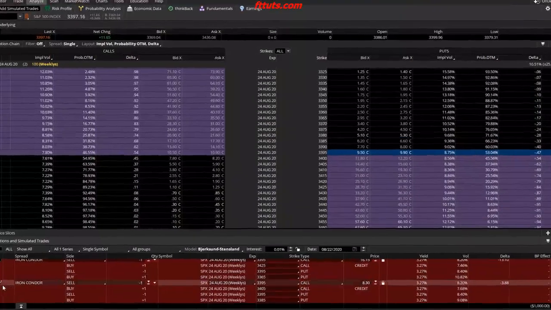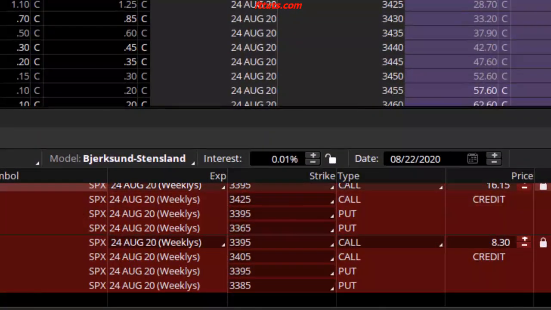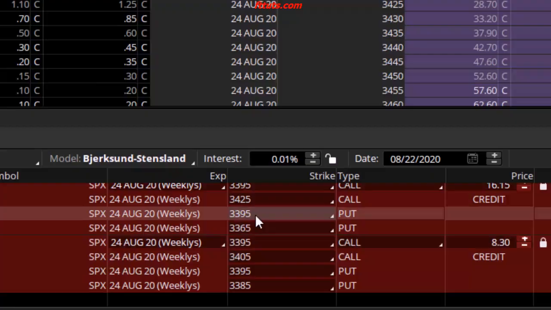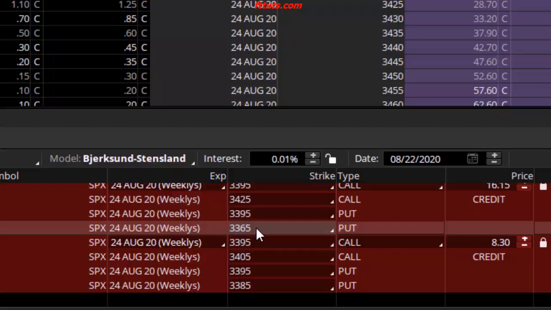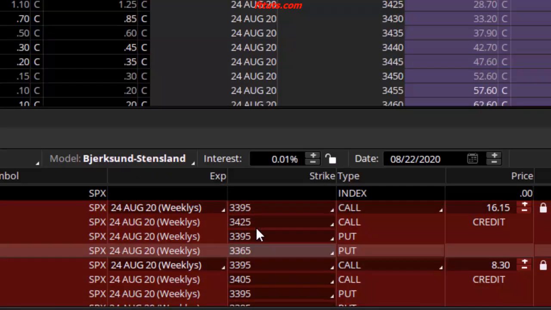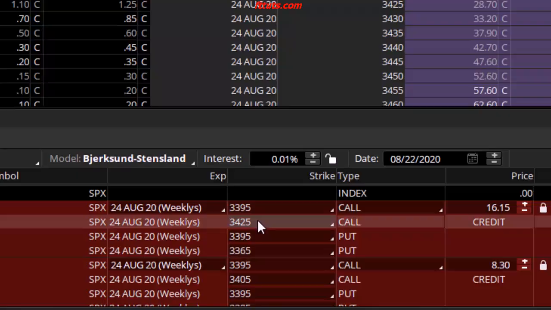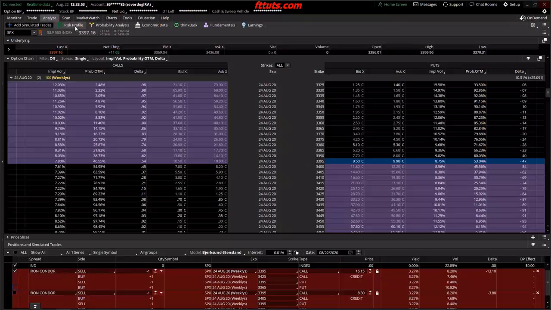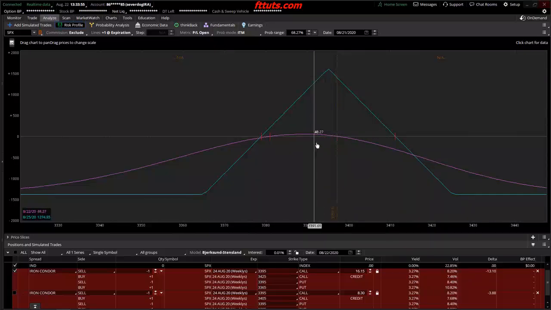And actually, I've already got that trade in place. We've got the 33.95 center strike, and then plus minus 30 from that is going to be 33.65 on the put side and 34.25 on the call side. So let's take a look at this one again. And this is the one that we looked at before. So these wings are plus minus 30 points. You can see them out here.